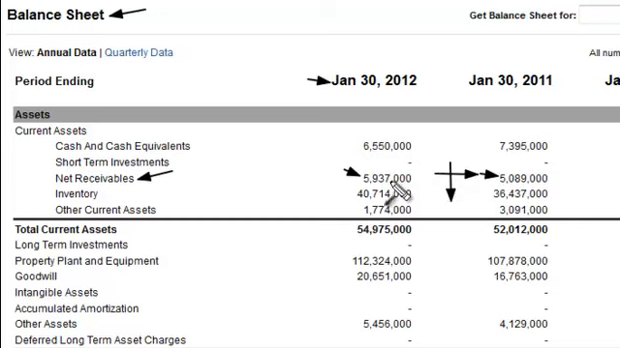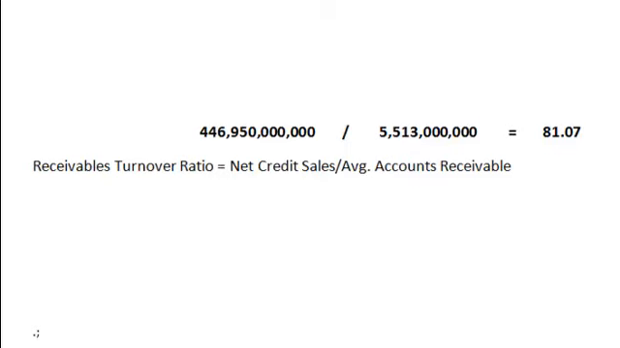Very simple. We take the 5.9 billion and add that to the 5 billion here, and we get roughly $11 billion. Now what we're going to do is take the net credit sales, or in this particular case, because we don't have the net credit sales figure, we're going to take the actual revenue figure, and divide that by our average accounts receivable. That's obviously 11 billion divided by 2, which would be 5.5 billion. So let's do that math.